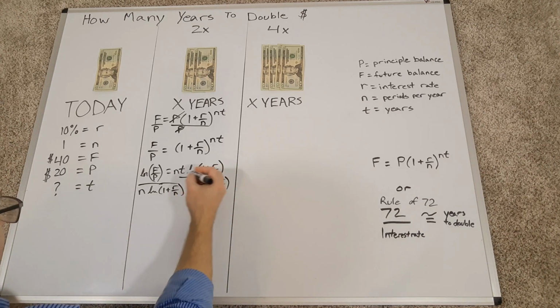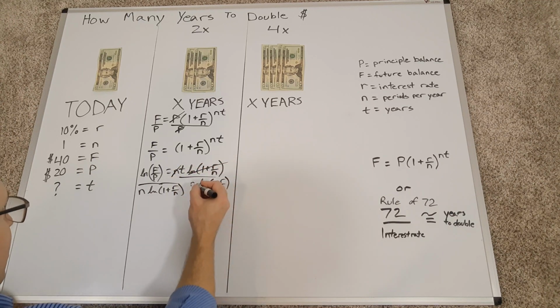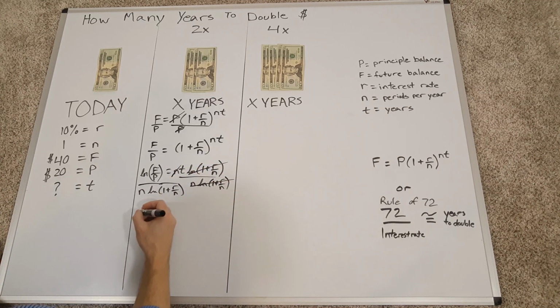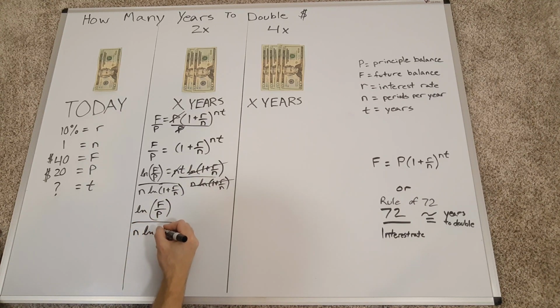Now, that crosses this out and those out. So now we have the natural log of F over P over n natural log of 1 plus r over n is equal to t.